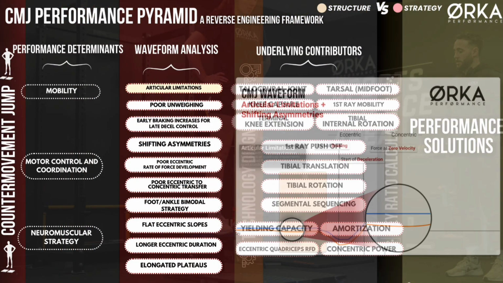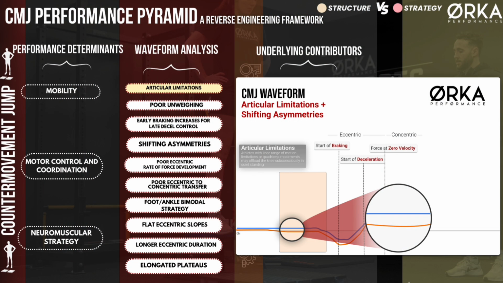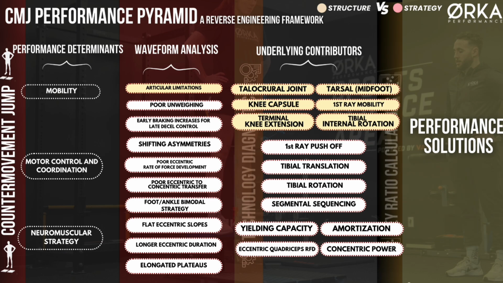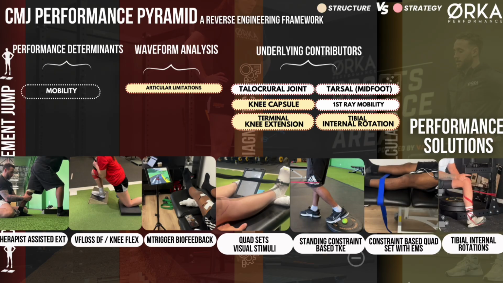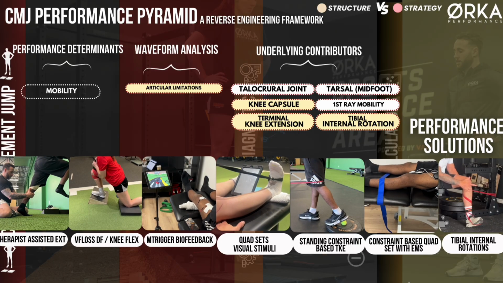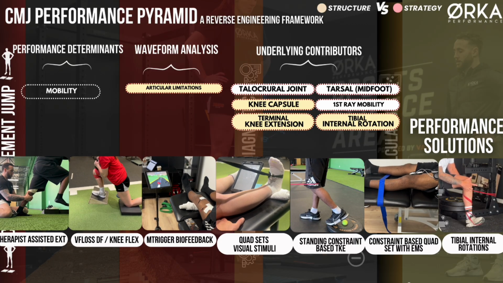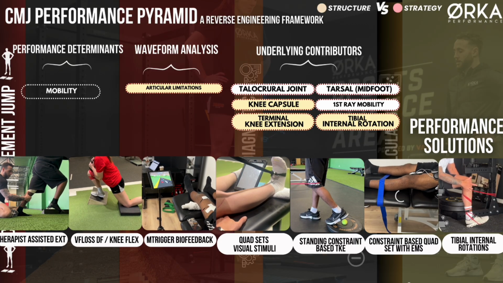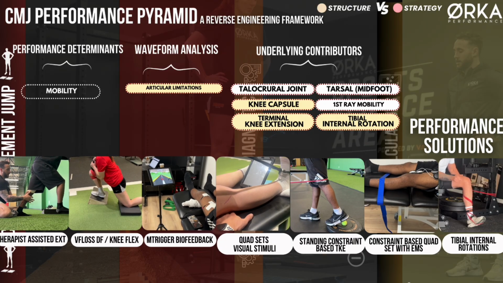So in this case, if we have an articular limitation that we see on the waveform, and when we go in, we take a look at some of the underlying contributors. Well, if this is coming from the knee capsule, or a lack of terminal knee extension or lack of tibial rotation, there's going to be certain buckets that we pull on and drills that we sprinkle in to either the prep or the main block of programming to address those deficits.